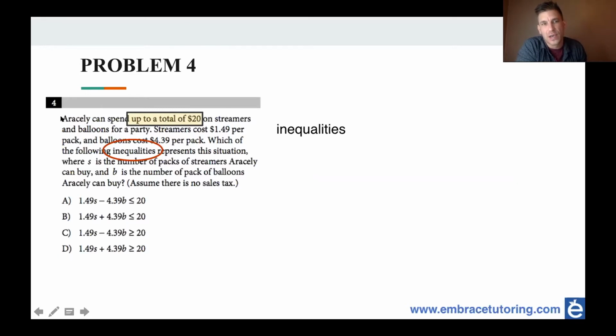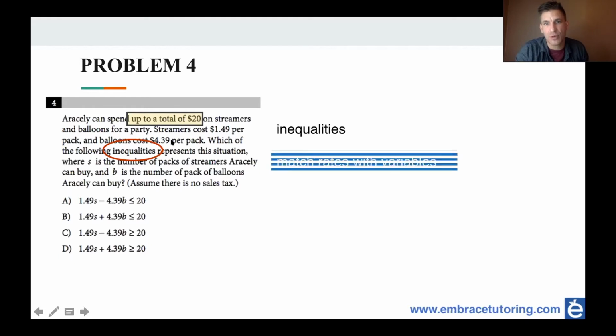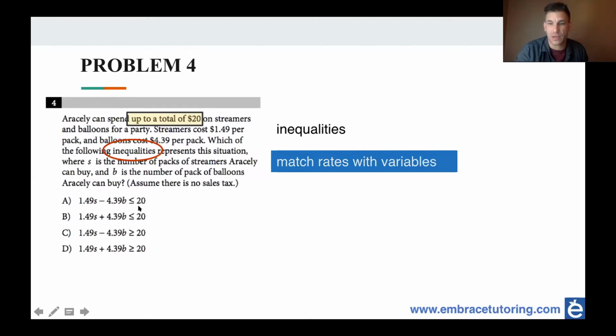And this says, Raelyn can spend up to a total of $20, which means no more than $20. And if they can spend no more than $20, then I'm attempting to not only match my rates with my variables, but I'm attempting to understand that the left side of the inequality has to be less than or equal to $20. I cannot spend more than $20. So $20 has to be greater than the value of that side of the equation.